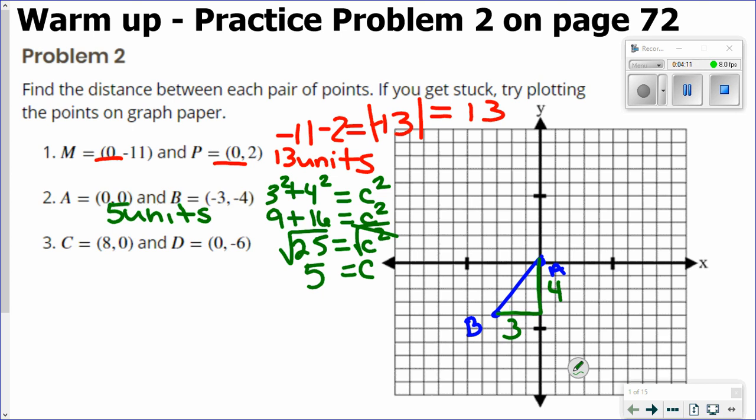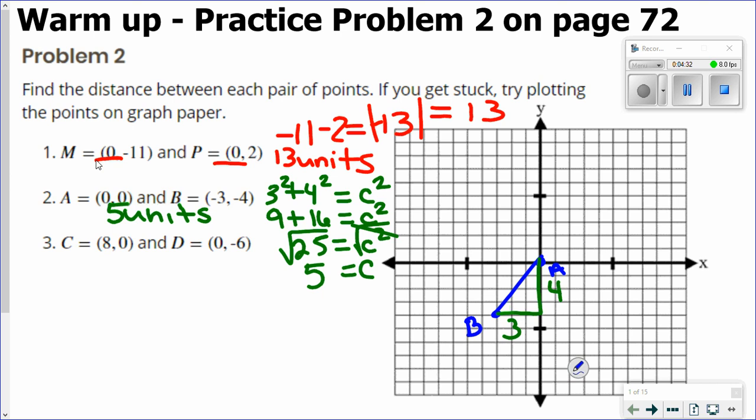All right, let's try a different strategy for problem 3. We could plot it just like I did with problem 2. But I'm going to go ahead and find the change in each of my x's and y's. So again, I can't use the same strategy as strategy 1 because I notice 8 and 0 for my x's are different, and 0 and negative 6 for my y's are different.